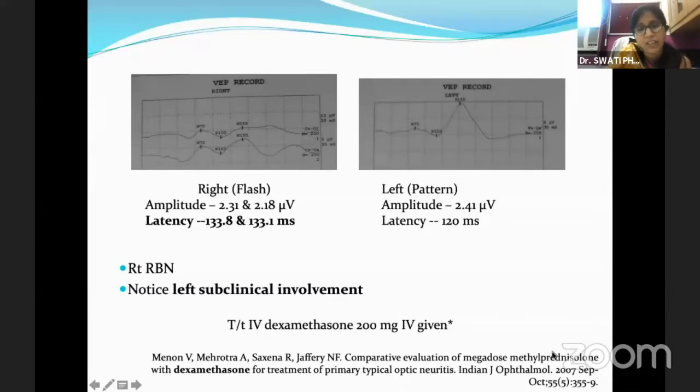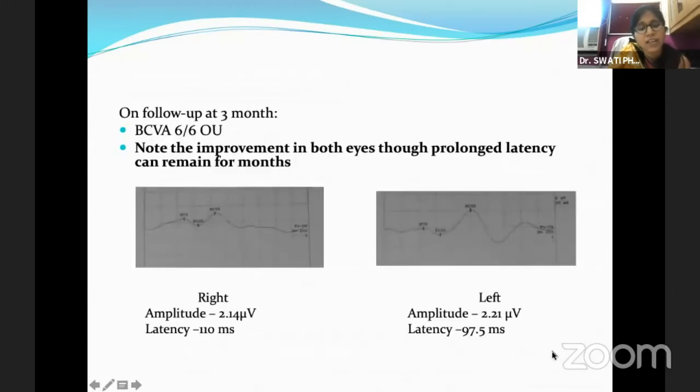The patient was treated with IV dexamethasone for 3 days as a common practice in this institute. And we found that his VER improved gradually in both eyes, but there is a possibility that VER improvement, as shown in the ONTT trial, takes some time. So even after the recovery of vision, color vision, and visual fields, the VER latency may remain abnormal in these patients for a long time.